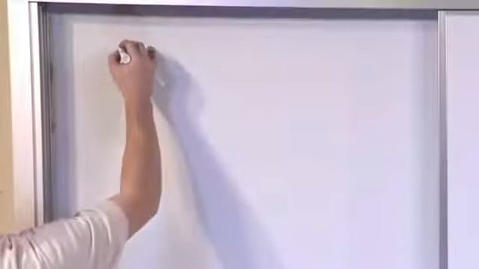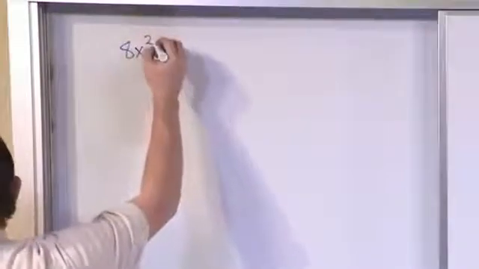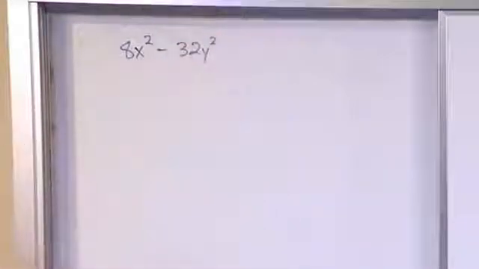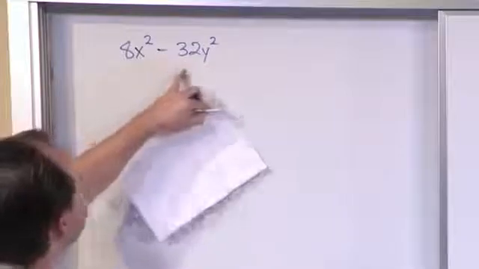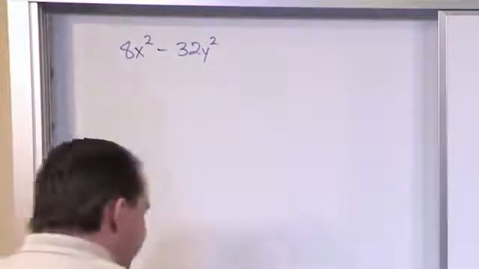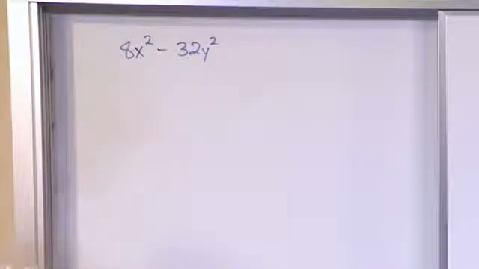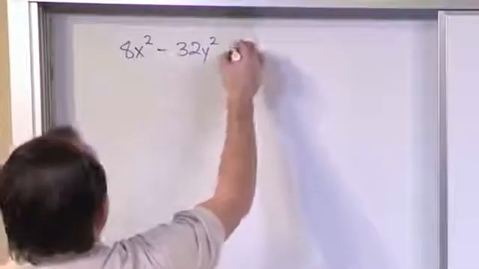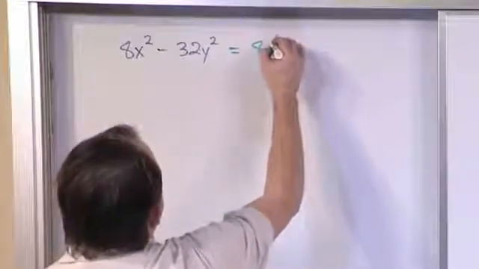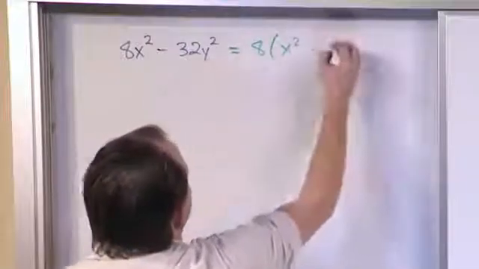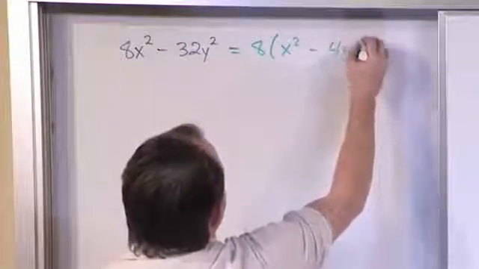All right, now what if you have 8x squared minus 32y squared? Again, it doesn't look like I have any kind of perfect squares here, and in fact 8 and 32 are not really perfect squares, so you're kind of stuck. But then, my advice is always just try to do what you can. We know we can pull out an 8 from both of these because 8 times 4 is 32, so let's just do that. Pull out an 8, so what we'll have here is x squared left over, and here, since 8 times 4 is 32, we'll have 4y squared.